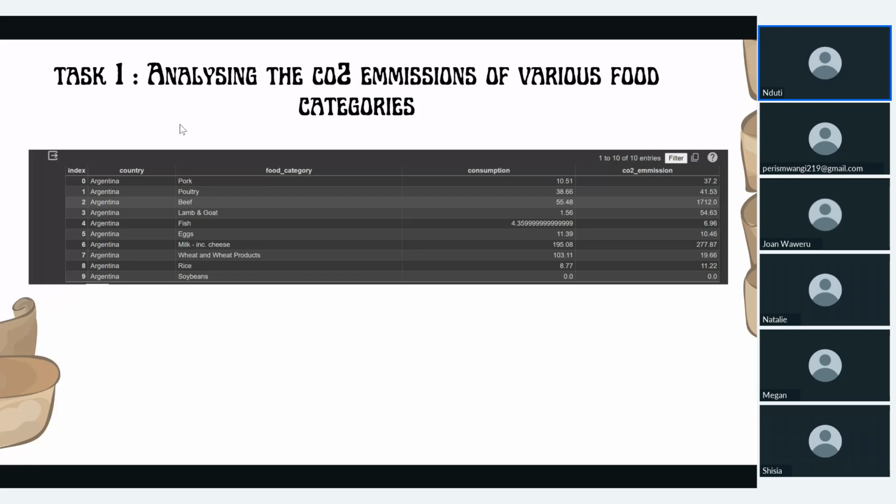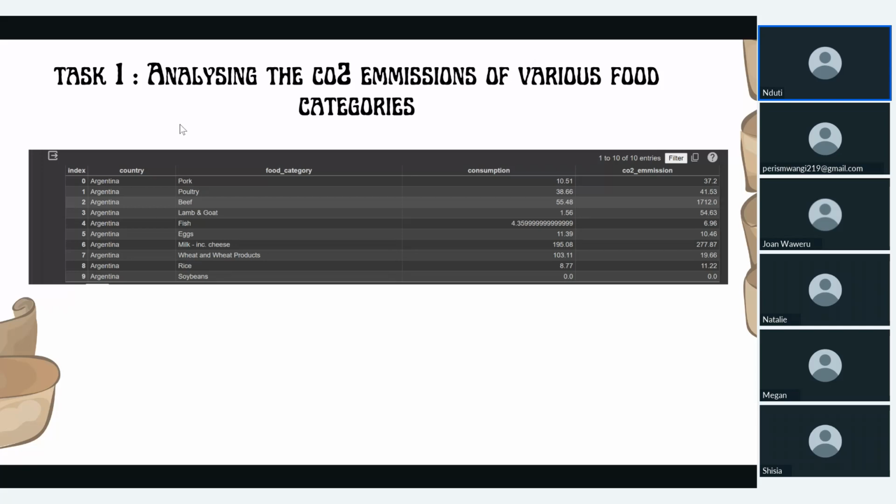Our data typically has many countries, the food categories for those countries, the consumption for those countries, and the CO2 emissions from those countries, specifically from those food categories. For instance, I know that pork in Argentina has a consumption of 10.51 and a CO2 emission of 37.2. Now, this is repeated for quite a lot of countries around the world. So, this is our task.